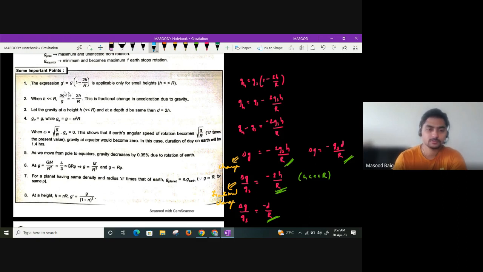Right. So g at a certain height, you can use only this formula if the height is very much less than r, guys. Okay, so these are fractional changes and changes in acceleration due to gravity. This is at a certain height h. This is at a certain depth d, guys. Clear all of you? Yes or no?